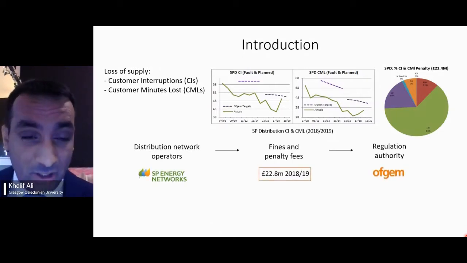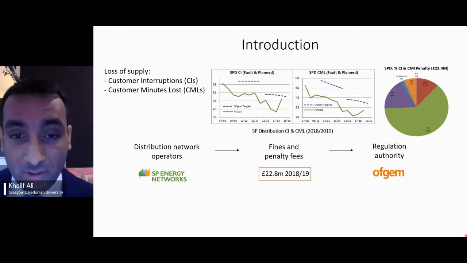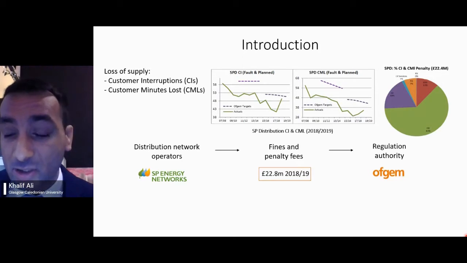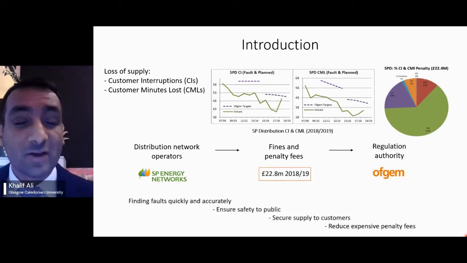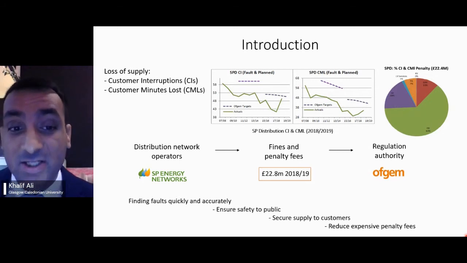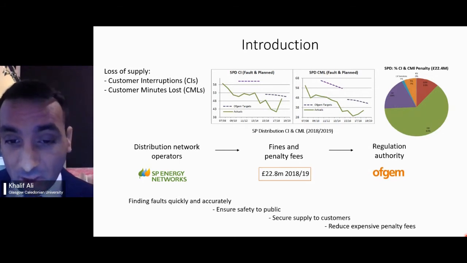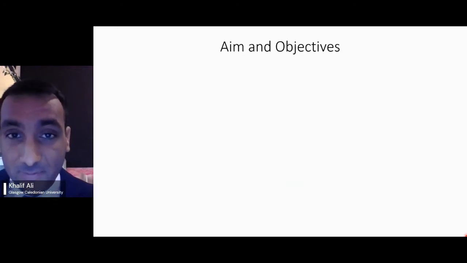Nonetheless, distribution and network operators such as Scottish Power Energy Networks, etc., have to pay fines and penalty fees to the regulation authority Ofgem for loss of supply. And in 2018-19, this was £22.8 million for Scottish Power Energy Networks. So, finding faults quickly and accurately is essential to ensure safety to the public, to secure supply to the customers, and to reduce expensive penalty fees.